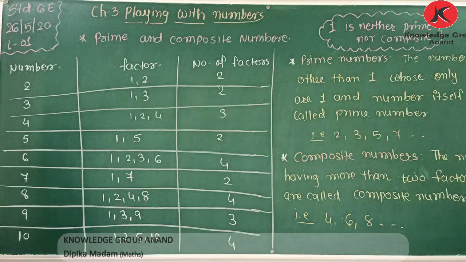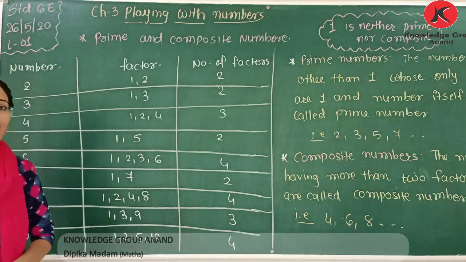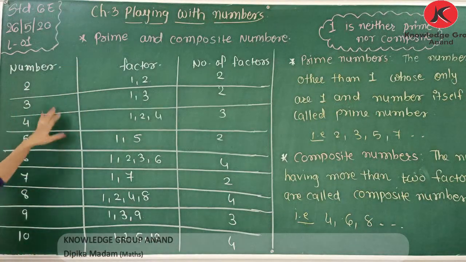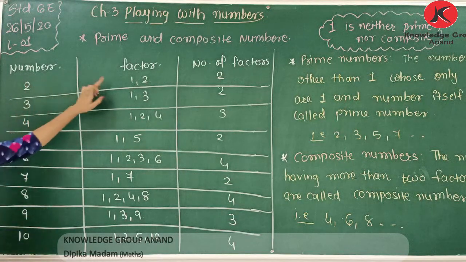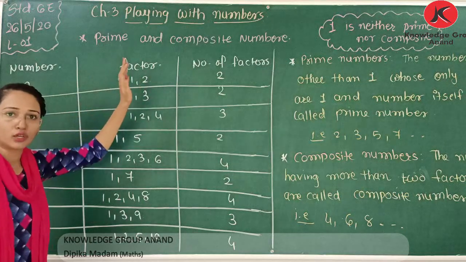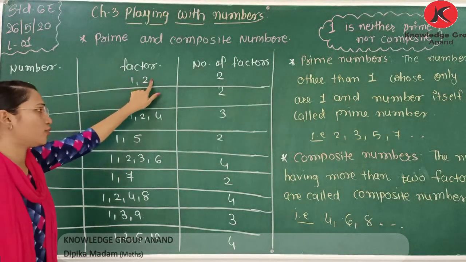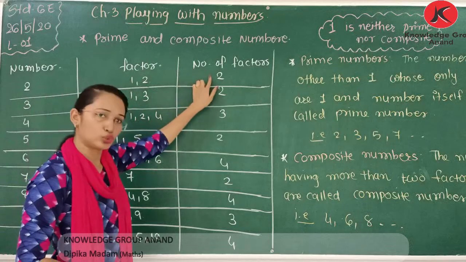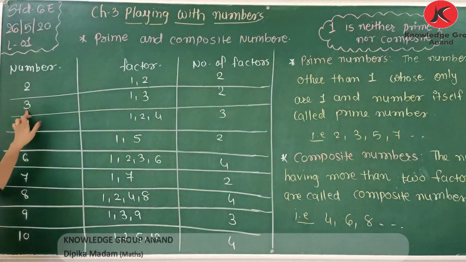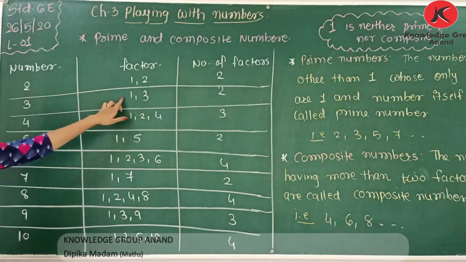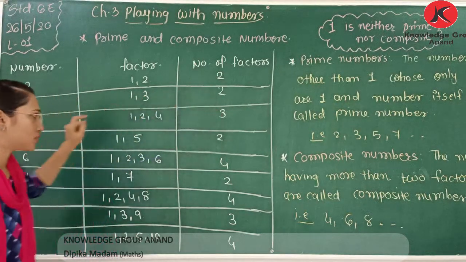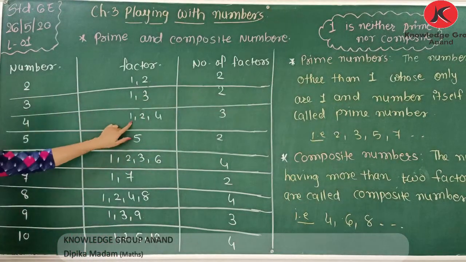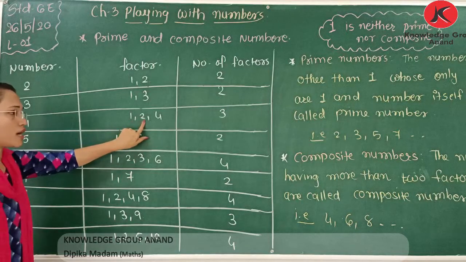Okay. To learn prime and composite numbers, let's do one activity, that is we write the factors from 2 to 10. Factors of 2 are 1 and 2, no other factor, that's why it is 1 and 2. How many factors? 2. Second is 3, so 3 can be factorized as 1 and 3. And how many factors of 3? 2. For 4, 1 and 4, 2 and 2, and 4 and 1.